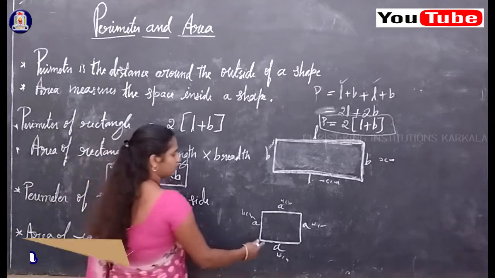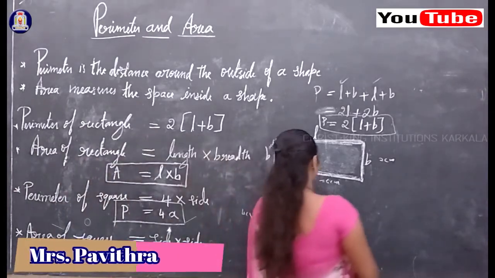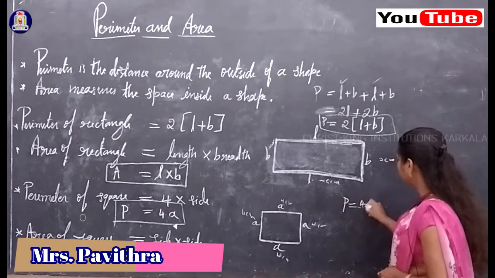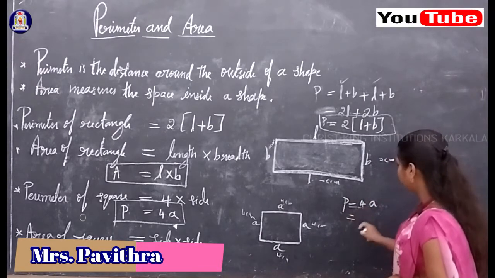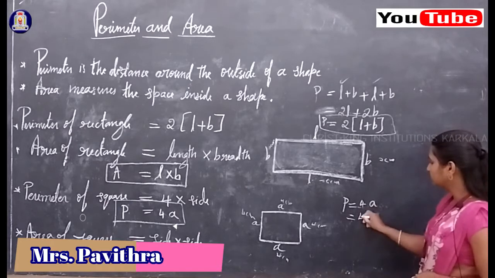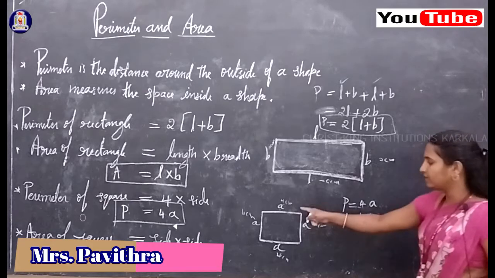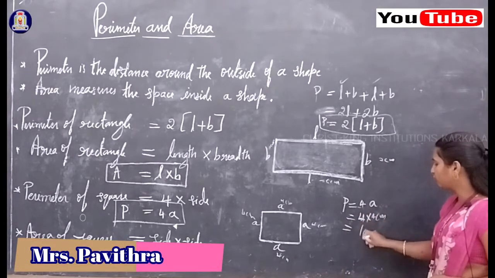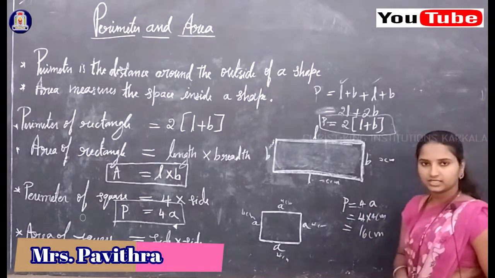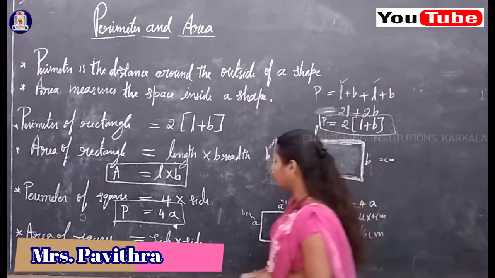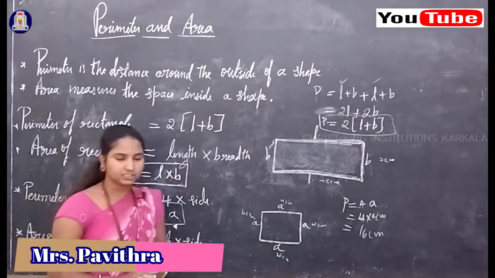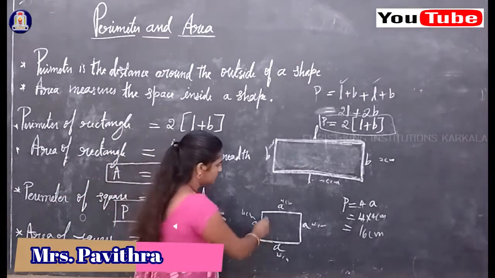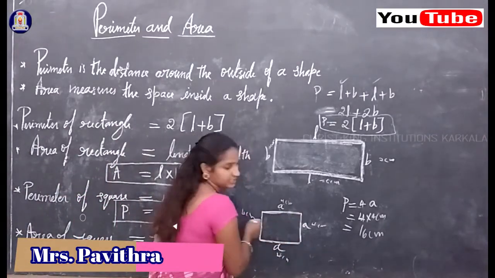Clear? Okay, by using the formula we can find P is equal to 4 into a. Right? This is the formula. What is a? a is the side of a square. How much side? 4 centimeter. So what is 4 into 4? 4 fours are 16. Clear? So by formula we got the perimeter as 16 centimeter, or else without using the formula we can find it by adding all the sides. Correct?